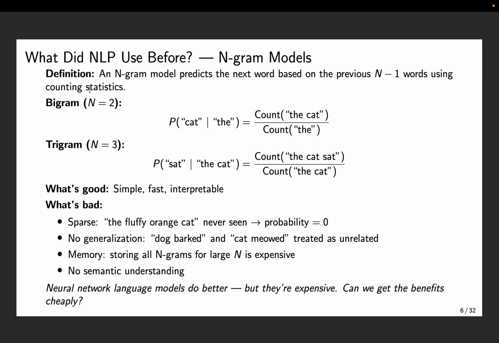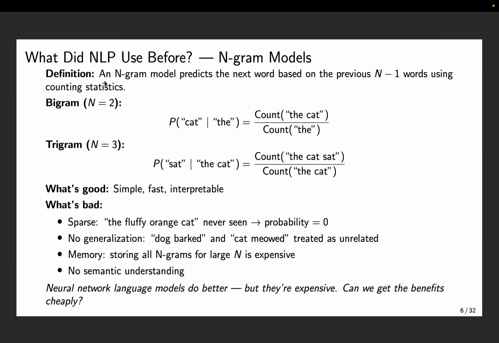So before we get to word2vec, let me give you a brief history of how language modeling was done before this paper. The most classic approach was n-gram language models. The idea is simple: predict the next word based on the previous n minus 1 words using frequency counts from a large corpus.